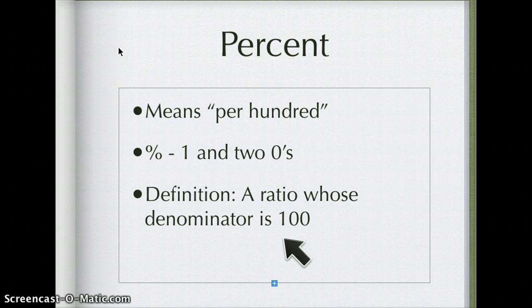Please write down this definition in your notebook because that's the definition that I would be asking you to recall later. You can pause the video if you need time to write that down. We're definitely going to be using this definition later in the lesson, so make sure you remember it. A ratio whose denominator is 100.